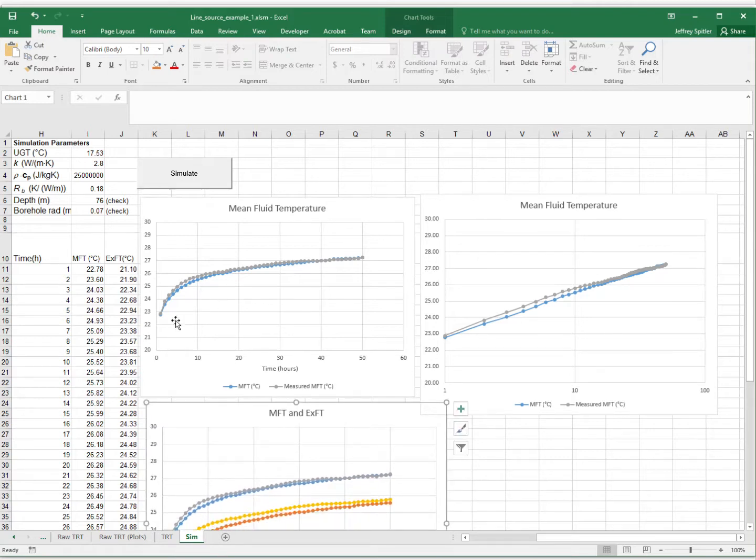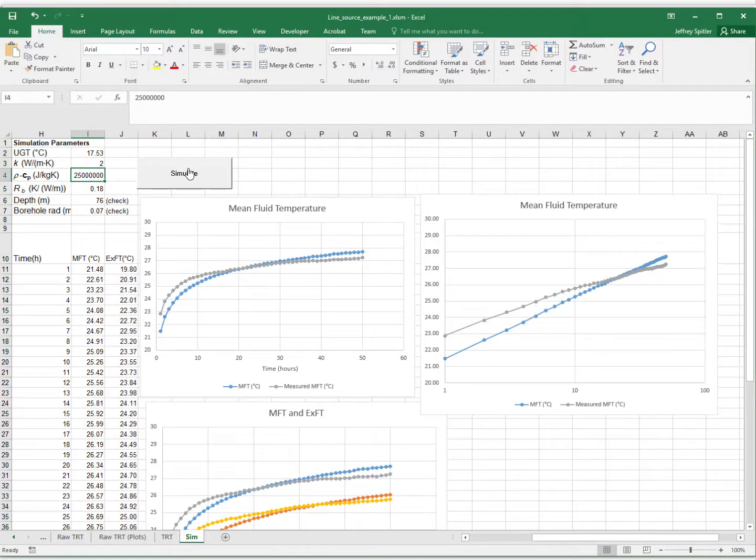So this one, I've just got a plot of the measured mean fluid temperature. That's the gray, and the blue is the simulation. And this plot is the same, but you see I've plotted the log of time here on a log plot. The reason I did that is when we start and we don't know, so if we just put a conductivity of 2 here and we simulate it, you see the slope is quite a bit different. I mentioned to you that for thermal response tests, there's an analytical procedure where you find the slope on the log plot, which is proportional to the conductivity.